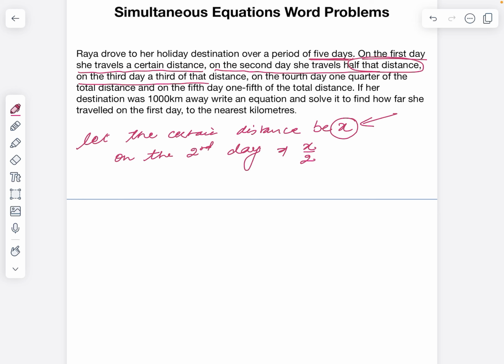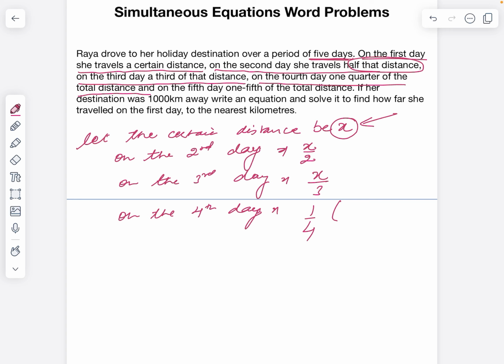On the third day, a third of that distance. So, on the third day, she travels a third of that distance. On the fourth day, 1/4 of the total distance. So, on the fourth day, she travels a quarter of the total distance. Then we have to look at what is the total distance. So if you can see, if her destination was 1000 kilometers away, write an equation and solve it to find how far she traveled on the first day.